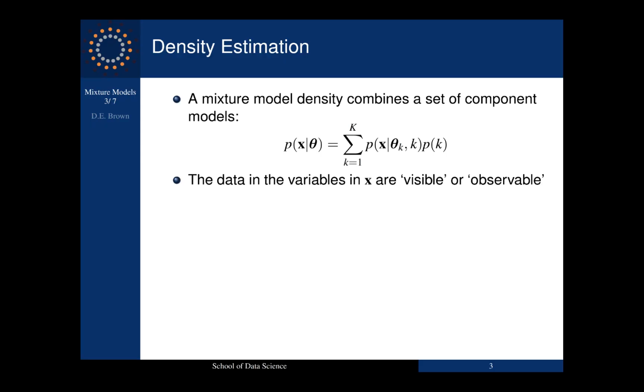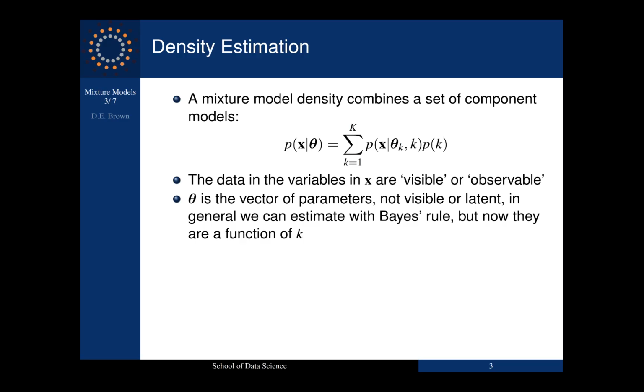Specifically, the data come in these variables in our data matrix X, and we consider them to be visible or observable, things that we can actually see. And this is the data that we collect for our problem. The theta, as we know from what we've seen over and over again, represents the vector of parameters in these distributions. And typically it's not visible. We don't know what these parameters are, but we've learned how to estimate these parameters with Bayes' rule. The complication now is that they're coming from a variety of different clusters or groups, and that's what's complicating things.